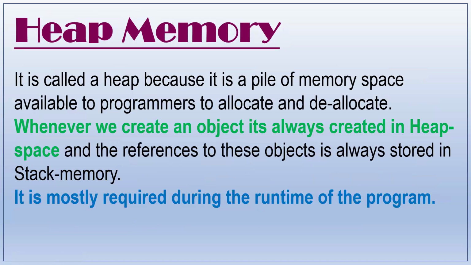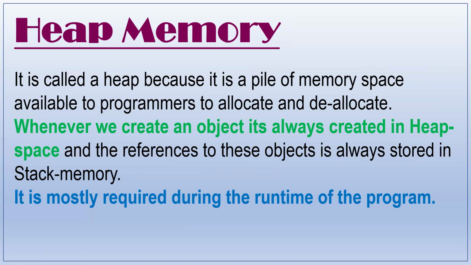Now, why is heap memory called a heap? Because it is a pile of memory space. You can say that everything is stored in the heap memory. It is available to the programmers to allocate and deallocate. Whenever they want to allocate some memory, they use the heap memory, and whenever they want to deallocate, so it is frequently used memory.